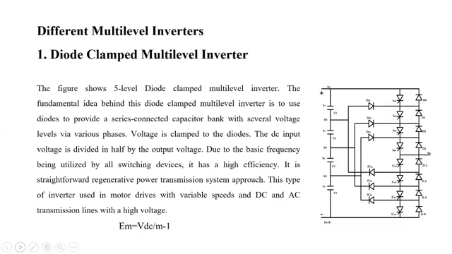Since all switching devices use the basic frequency, it has a high efficiency. It is a straightforward regenerative power transmission approach. This type of inverter is used in motor drives with variable speeds and in high voltage DC and AC transmission lines. The capacitor voltage Em equals VDC by M minus 1, where Em is the capacitor voltage, VDC is the DC voltage, and M minus 1 is the number of capacitors.